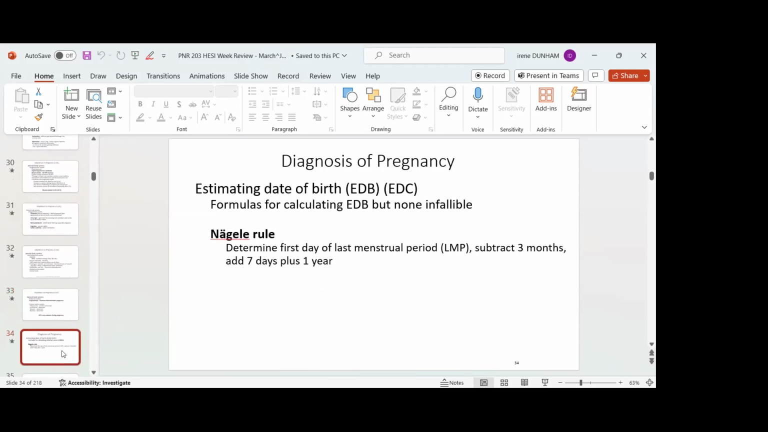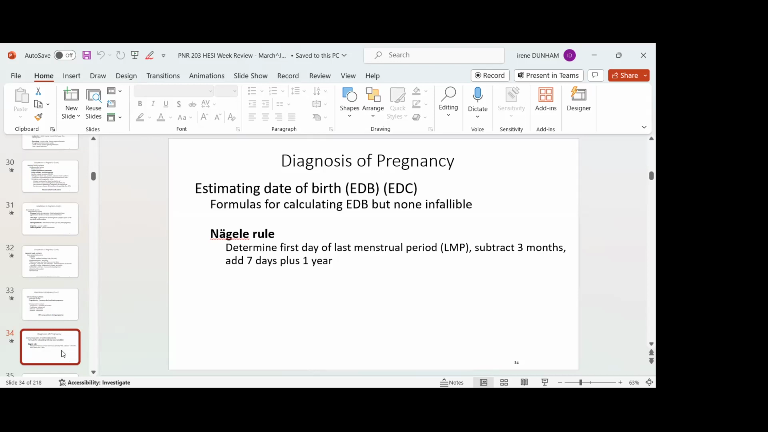Now, I'm going to tell you, HESI always has at least one Nagel's rule. So you determine her due date. How are you going to do that? You take the first day of the last menstrual period, then you subtract 3 months and you add 7 days. Of course, if it's going to turn over the year, you want to add the year. But the rule is, all it is, you take the first day.